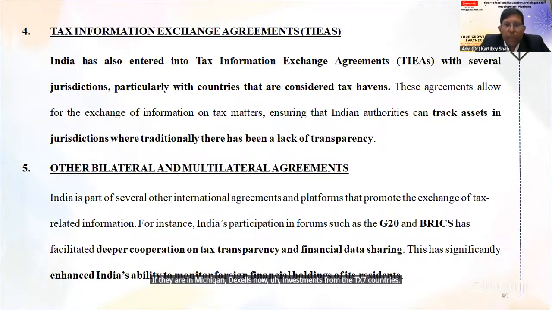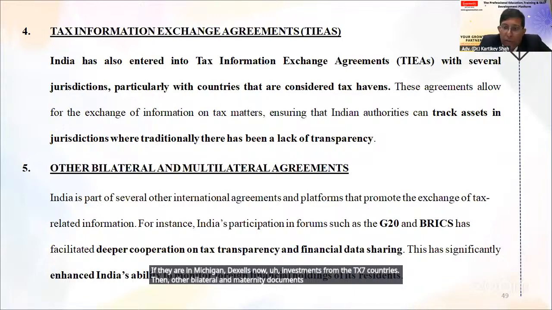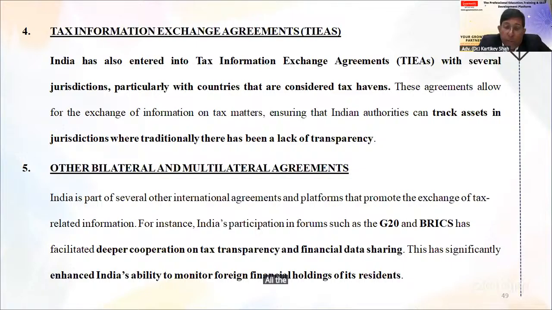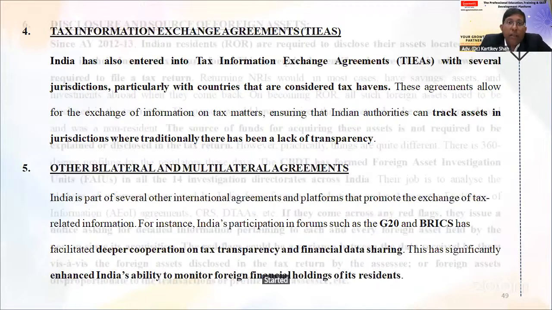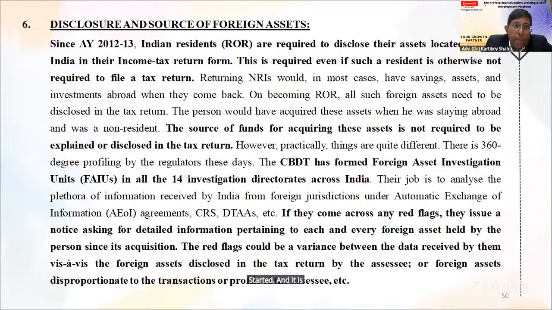Then other bilateral and multilateral agreements in G20 and BRICS, we have seen all the transparency between these G20 countries and BRICS, and because of that, deeper cooperation on tax transparency and financial data sharing has started, and it is going very well. Now, friends, the non-resident aspect is over, but now it is very important for the resident.